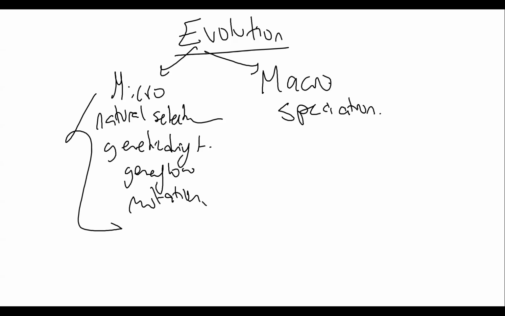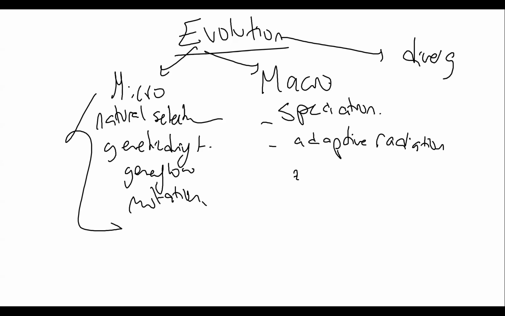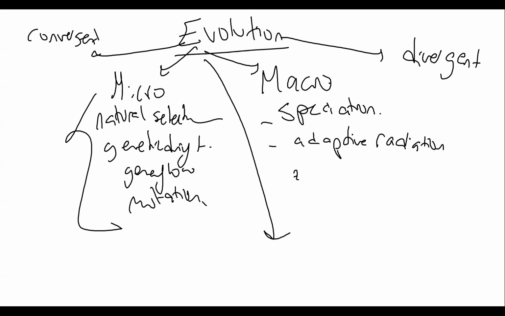adaptive radiation, third kind is the divergent evolution. And fourth kind is the convergent evolution. And fifth kind is the co-evolution. Sixth kind is the parallel evolution.